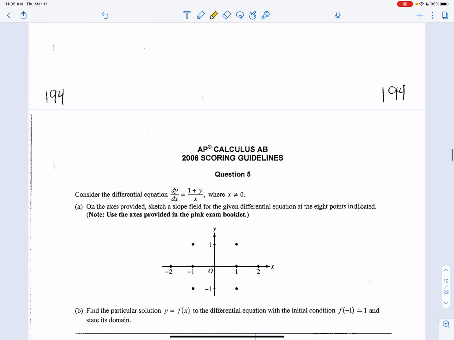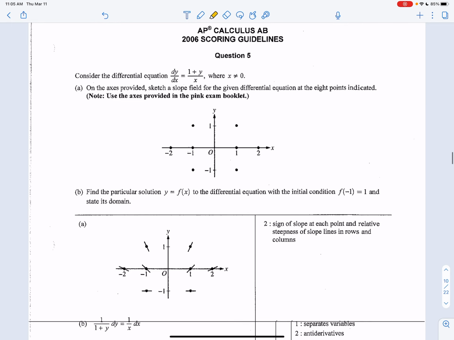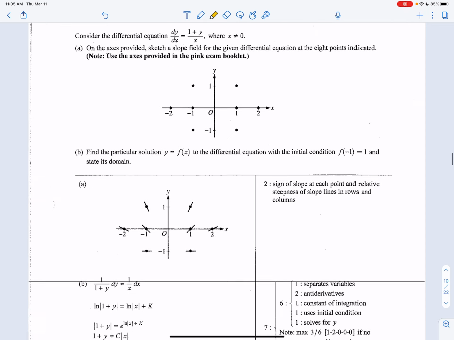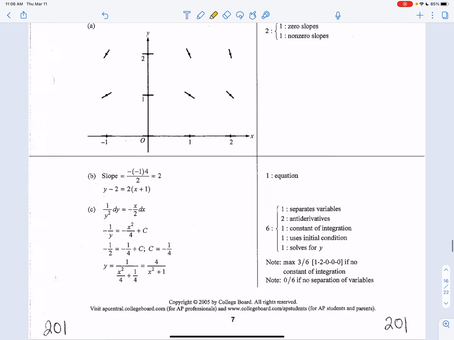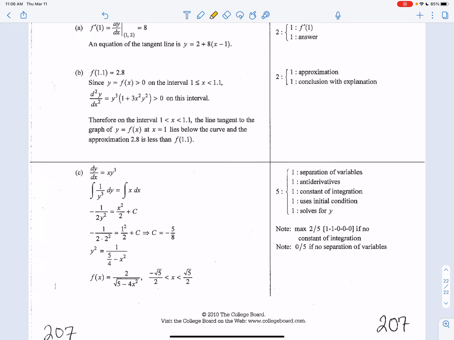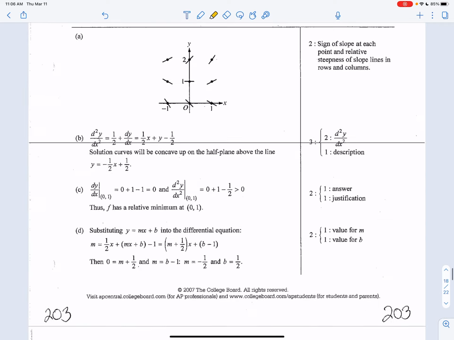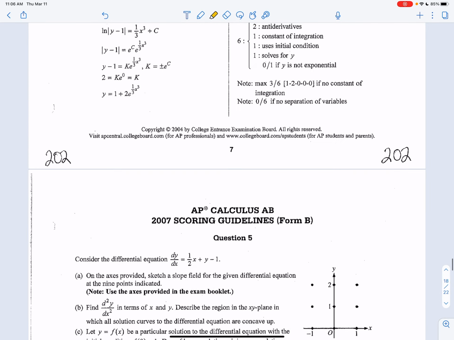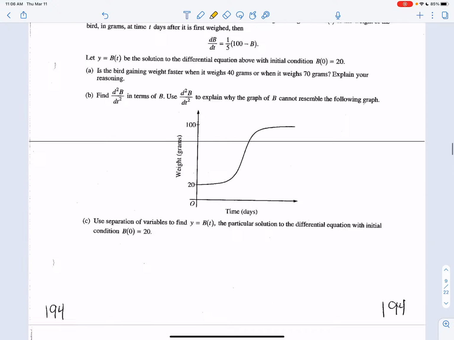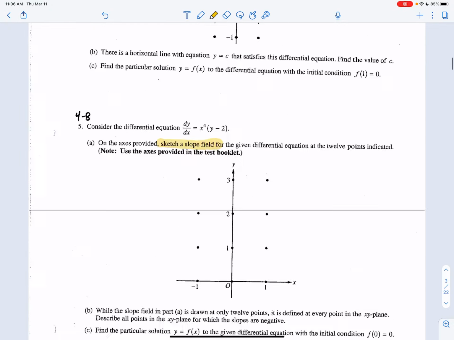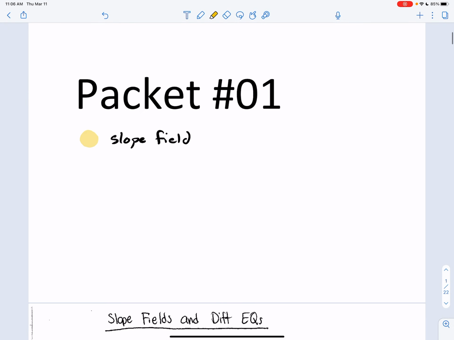The other half of your packet are what we call scoring guidelines, okay? These are the answer keys, okay? So if you're wondering how giant these packets were, half of it are the answer keys, okay? Imagine having to write all of this down. Okay, so that's the most popular one, okay?